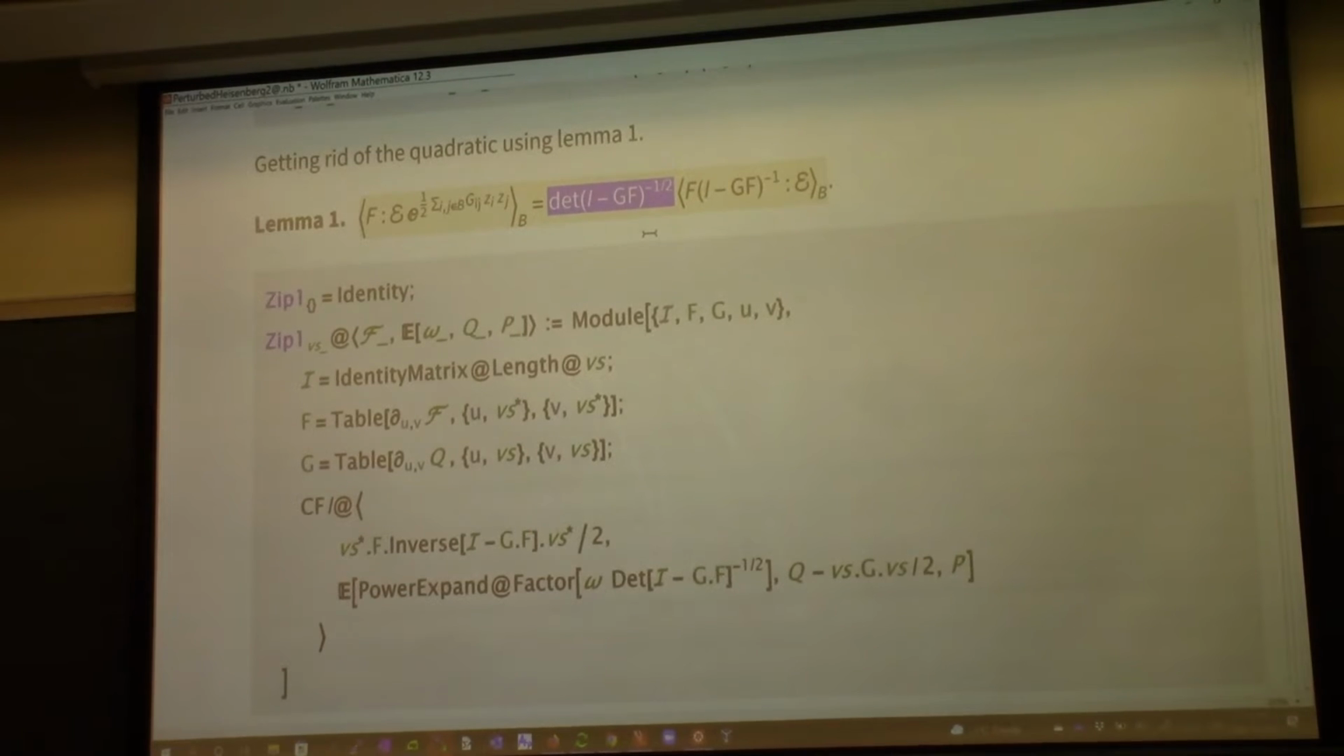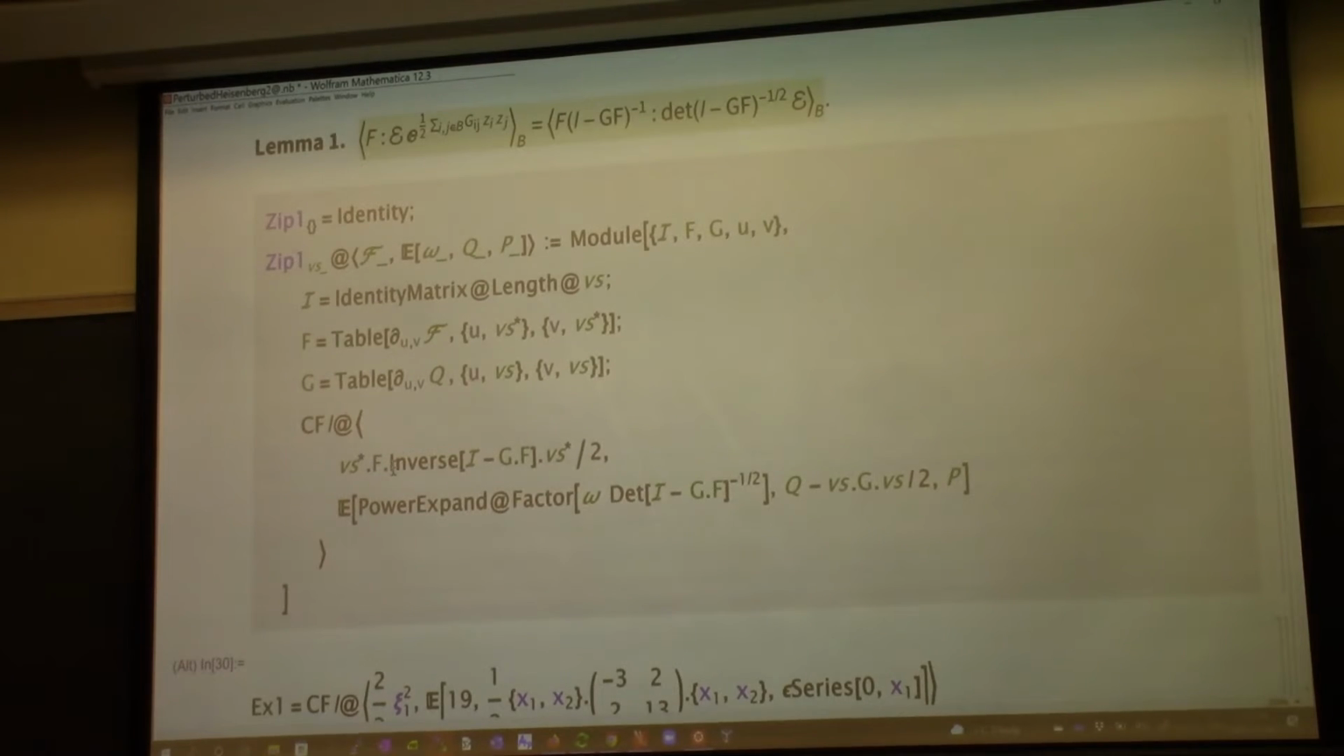I put this in here. It doesn't matter, it's a scalar. So the answer is the contraction. The output is still a contraction operation, the contraction with I minus gF inverse, except I turn it again into a quadratic form by dotting it with the dual of the variables and dividing by 2. And then this is just that.